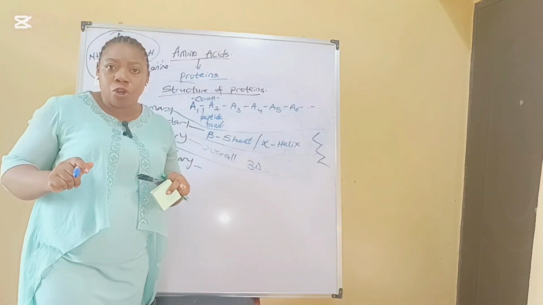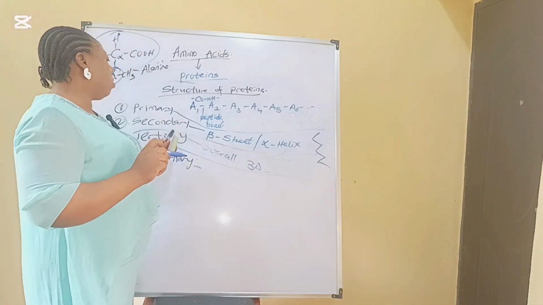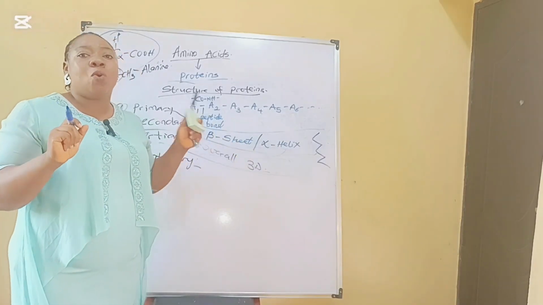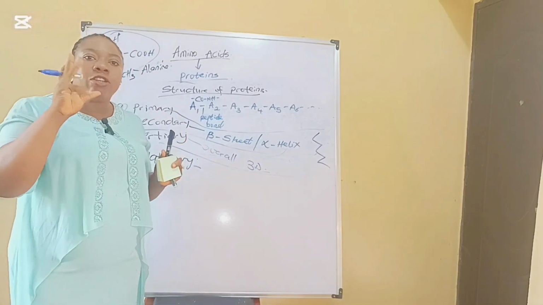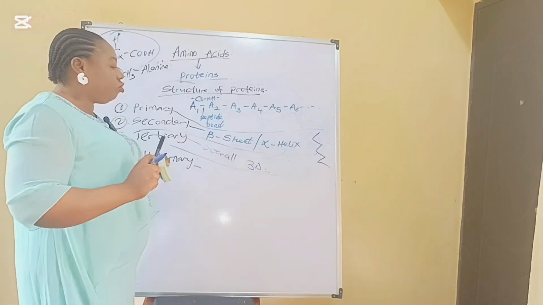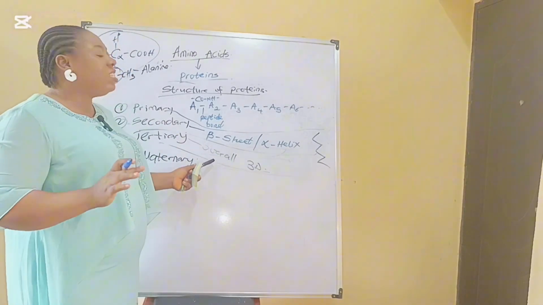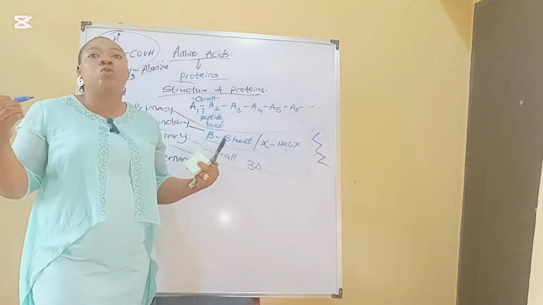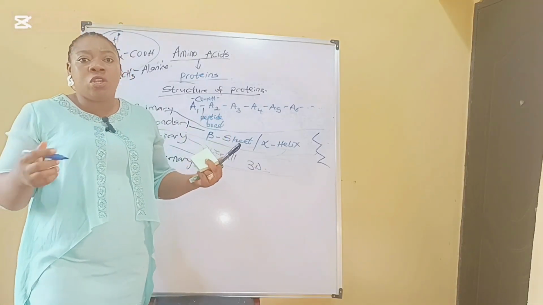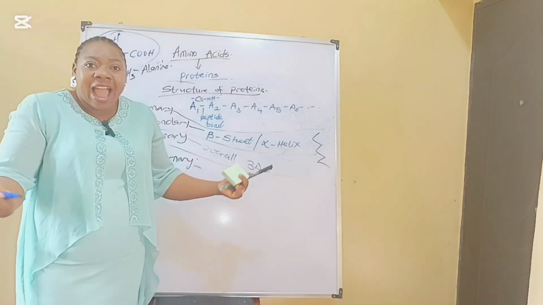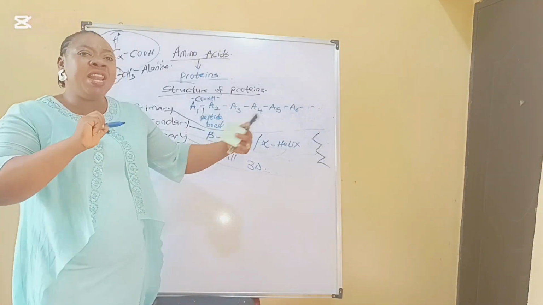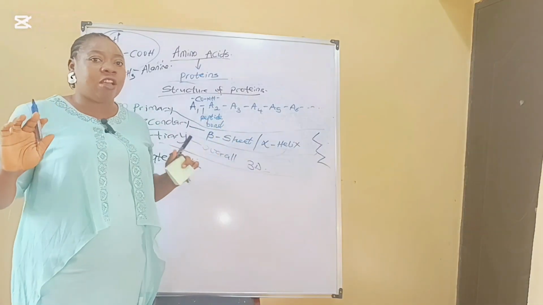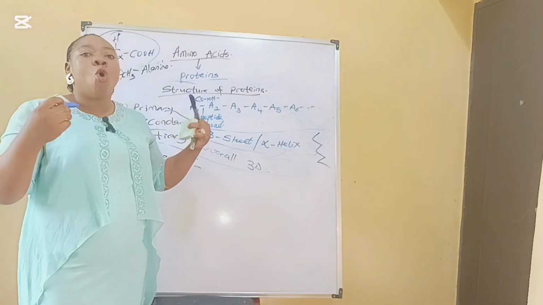You remember in our secondary structure, we said that the bond that helps us to hold them together is the hydrogen bond. But for the tertiary structure, the bonds that help us to hold them in place, you can see that they are becoming bulkier. The bonds that help us to hold them in place include one, disulfide bonds, two, hydrogen bonds, three, ionic interactions between the proteins, and hydrophobic interactions between them will also help to hold them together.